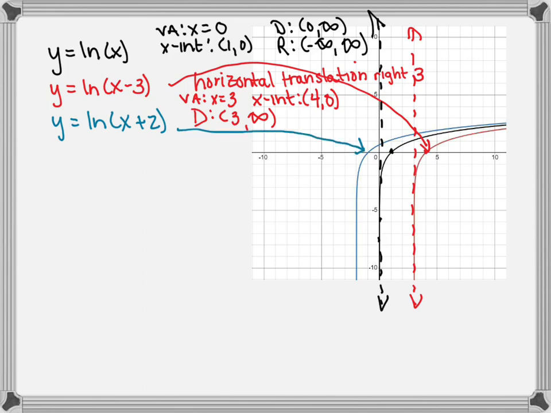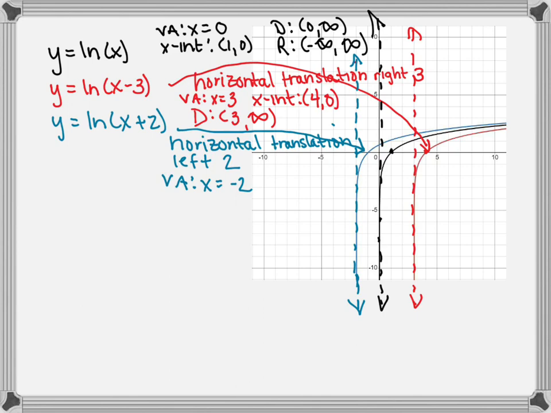In blue, we see the graph of the natural log of x plus 2. And again, a few attributes will change. This is, again, a horizontal translation or shift. This time we are shifting left 2 units. And our vertical asymptote shifts left 2 units to x equals -2. Our x-intercept shifts left 2 units to -1, 0, and our domain changes to x values greater than -2.